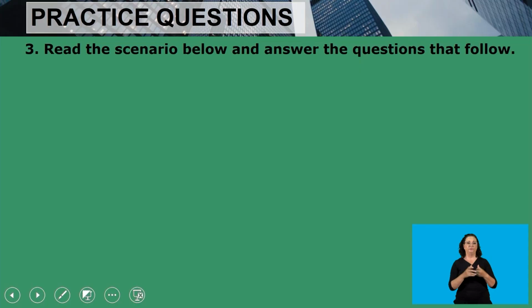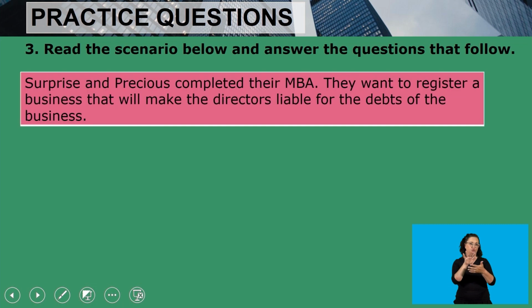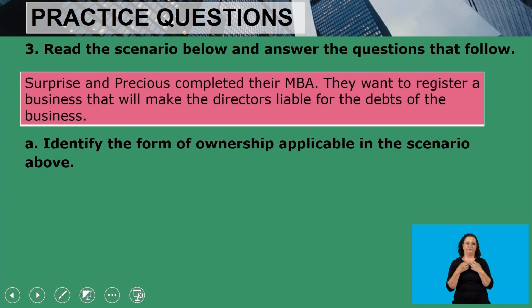Moving on to the third question. It says, read the scenario below and answer the questions that follow. Surprise and Precious completed their MBA. They want to register a business that will make their directors liable for the debts of the business. Then the question says, identify the form of ownership applicable in the scenario above.